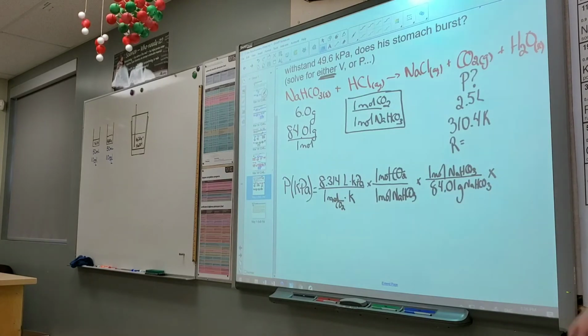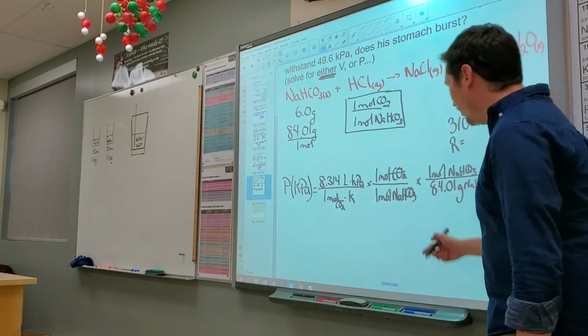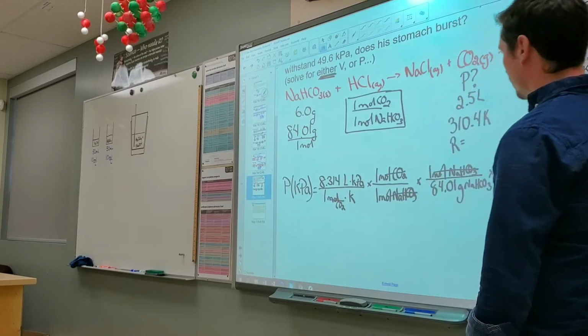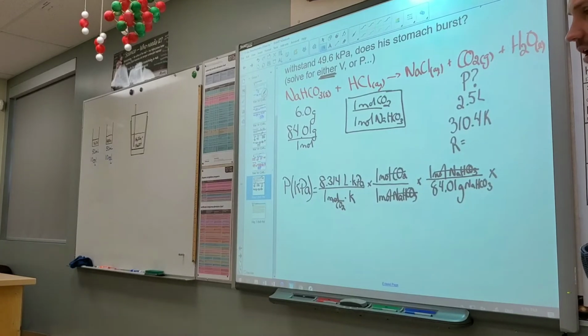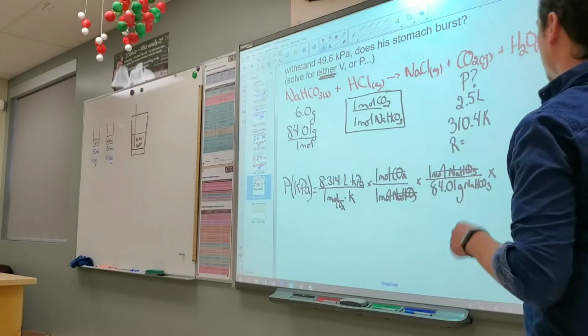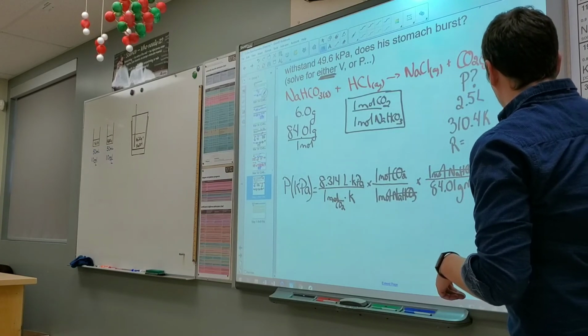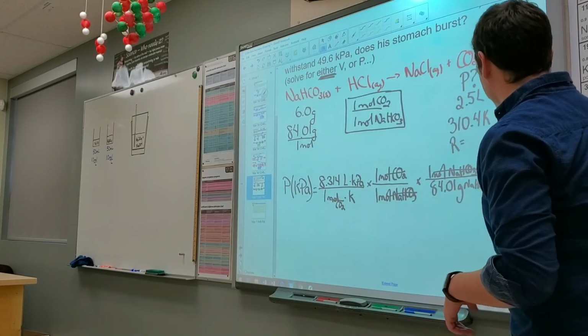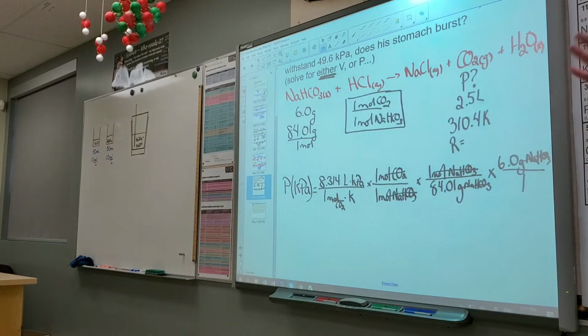Whew, I can already tell I'm going to run out of room. So moles of NaHCO3. How do I get rid of grams of sodium hydrogen carbonate? 6.0 grams of sodium hydrogen carbonate. Grams and grams. I'm so close. We are so close to getting the answer.